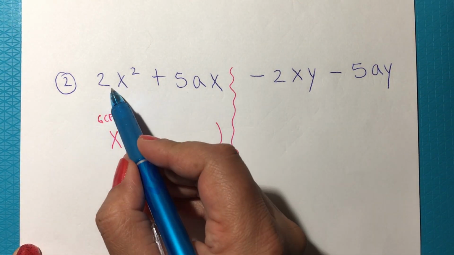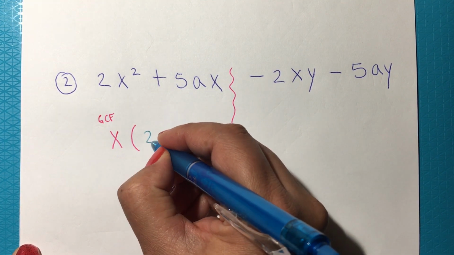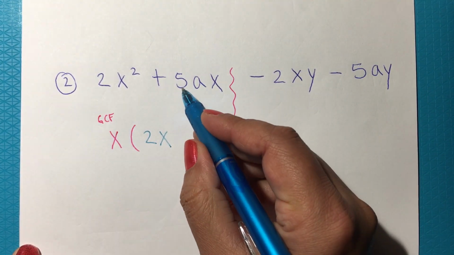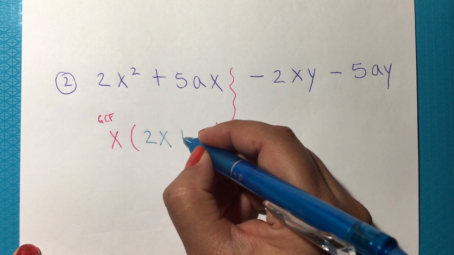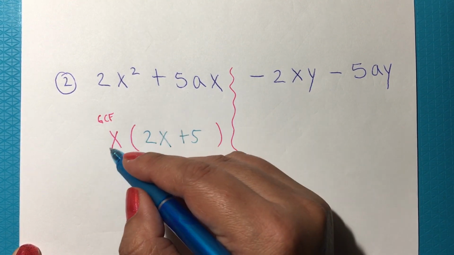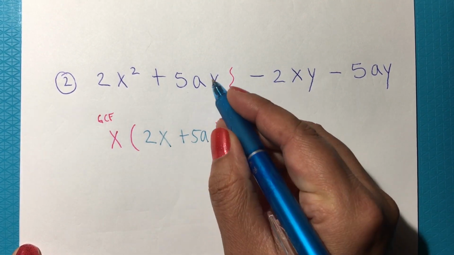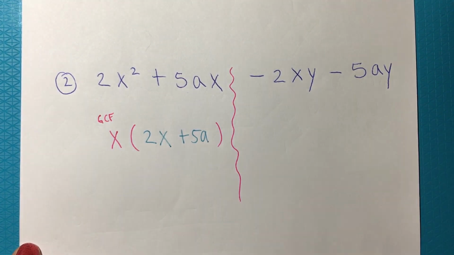I start dividing. 2x squared divided by x is 2x. 5 divided by 1 is 5. A, we don't have it, so we just bring it. And x divided by x is 1. When we multiply 1 by anything, it's just that number.